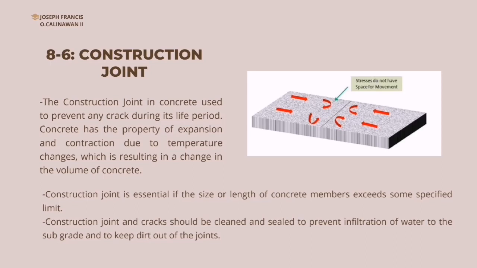Construction joint. The construction joint in concrete is used to prevent any crack during its life period. Concrete has the property of expansion and contraction due to temperature changes, which results in a change in the volume of concrete. If concrete pouring is interrupted for quite some time, a cold joint will be inevitable. The practice is to provide a transverse construction joint. Deformed tie bars are used to hold the joint tightly close together.